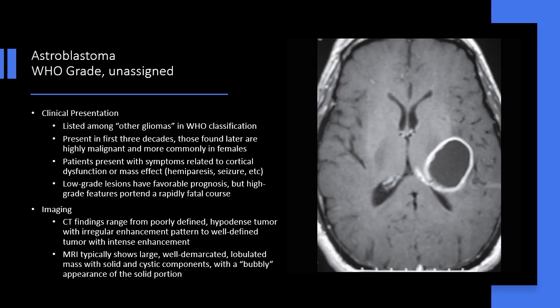Tumors that have been found to harbor malignant features portend a rapidly fatal course, with evidence of progression to glioblastoma and gliosarcoma. Determining their imaging characteristics has also been limited given their rarity. They appear poorly defined on CT, with findings ranging from a hypodense mass with irregular enhancement pattern to a well-defined lesion with intense enhancement. MRI typically shows a large, well-demarcated, lobulated mass with solid and cystic components and a bubble appearance of the solid component. Frequently, rim enhancement is seen surrounding a cystic center, and calcifications may be present with minimal vasogenic edema.